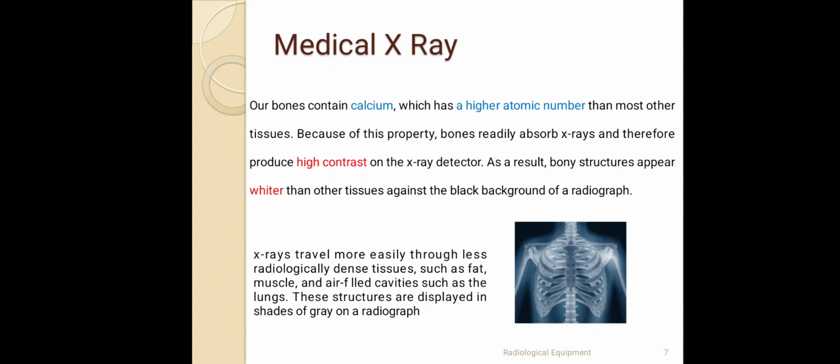X-rays travel more easily through less radiologically dense tissues like fat, muscle, and air-filled cavities like the lungs. So these soft tissues appear gray in color on the radiograph.